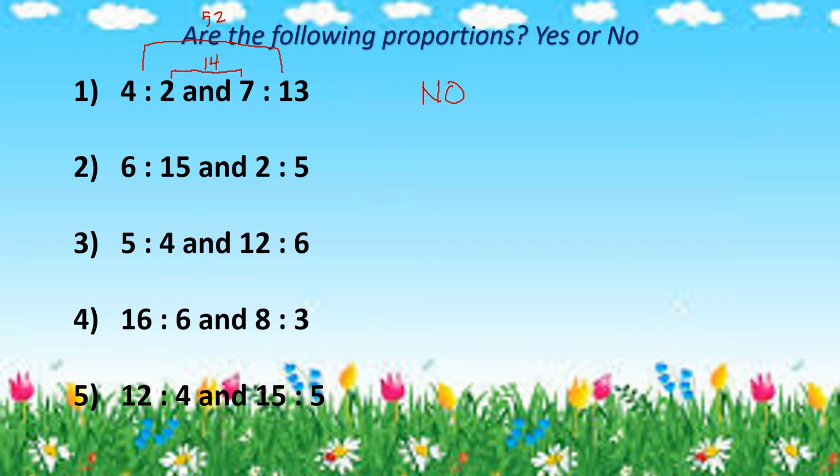Number 2, 6 is to 15 and 2 is to 5. The product of the means, 15 times 2 is 30. The product of the extremes, 6 times 5 is also 30.